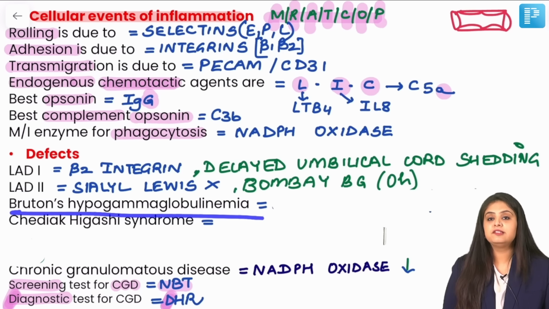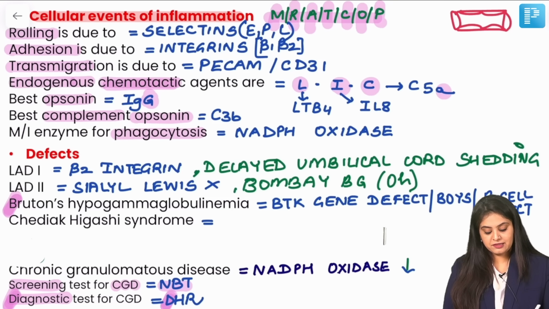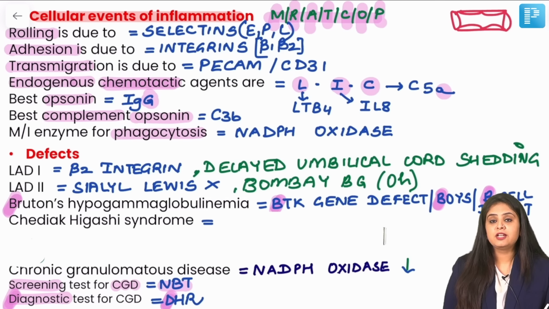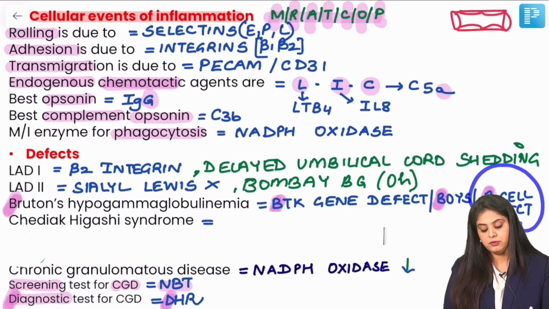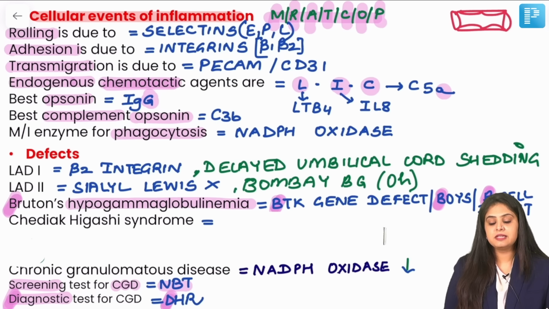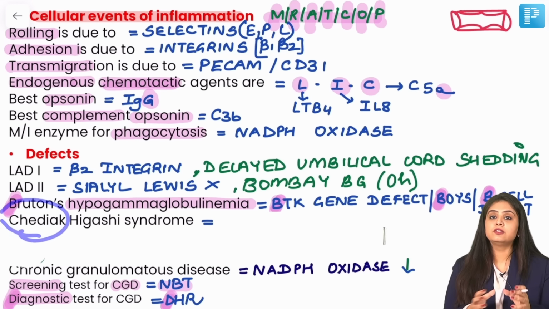Moving on to the next disease, Bruton's hypogammaglobulinemia, where everything goes on with a B. That is, it is a problem in the BTK gene. It is commonly seen in boys, and it is actually a B cell defect. Now, if it's a B cell defect, the antibodies will not form. Hypogammaglobulinemia, IgG is decreased.